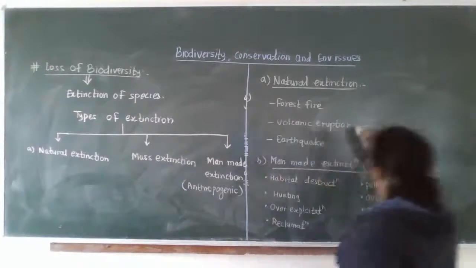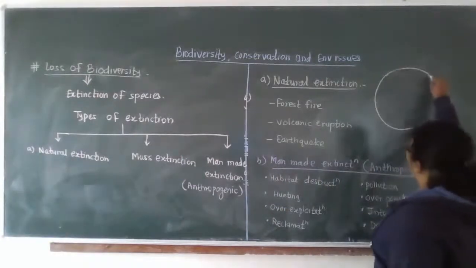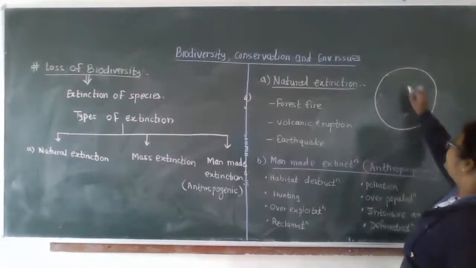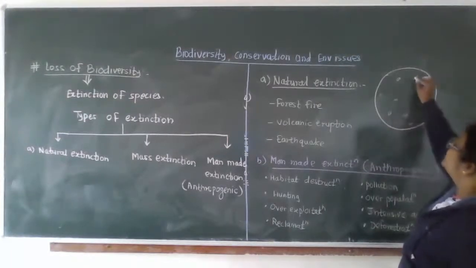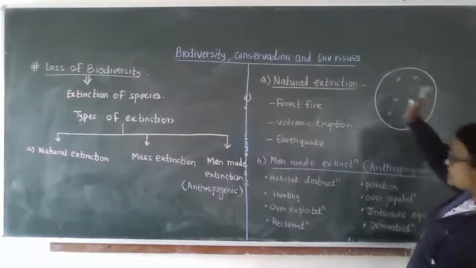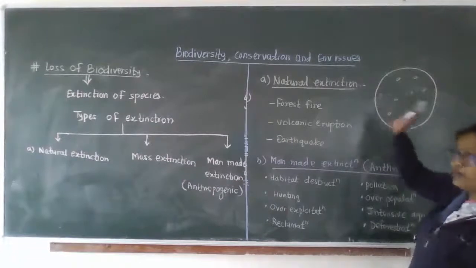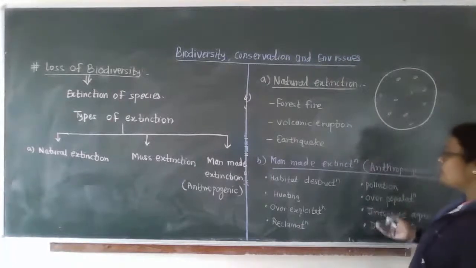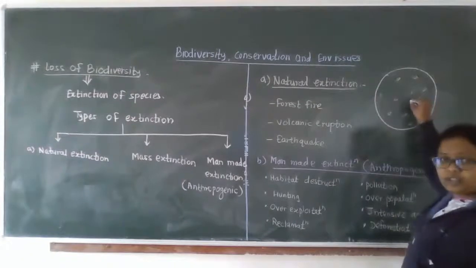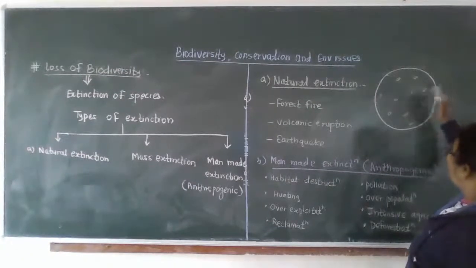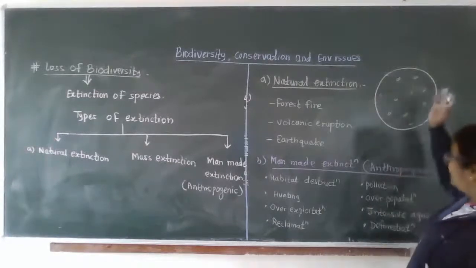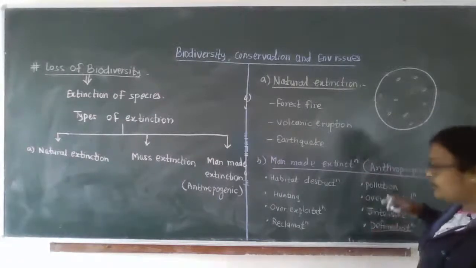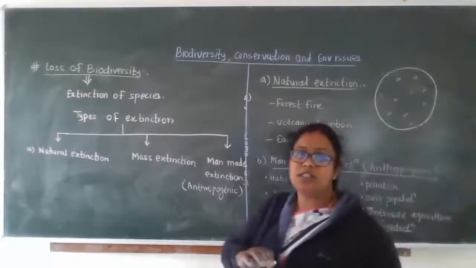For example, suppose this is a particular area. There are so many species, so many different animals living in that ecosystem, which is totally away from the human population. But as our activities increase, humans are introduced to this ecosystem. At that time, we are cutting the forest. That means deforestation occurs. For our living purposes, we are cutting the forest.